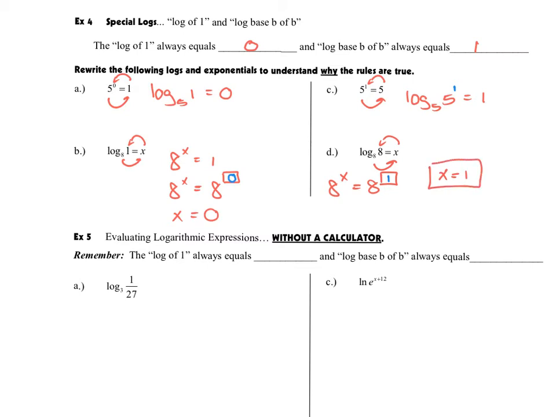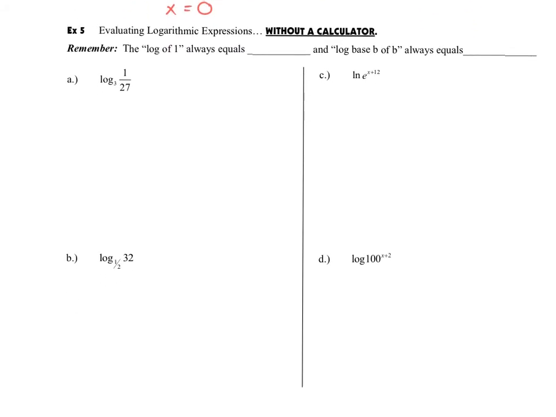Okay, now using those ideas, we can evaluate some more complicated looking things. So just to reiterate our rules, the more we write them, the easier it is to remember. The log of 1 will always be 0. Log base b of b always equals 1. So now, when I'm asked to evaluate something like this, specifically, and this is important, without a calculator, on this section of the test, you won't have a calculator at all. So let's take a look and see what I could do.